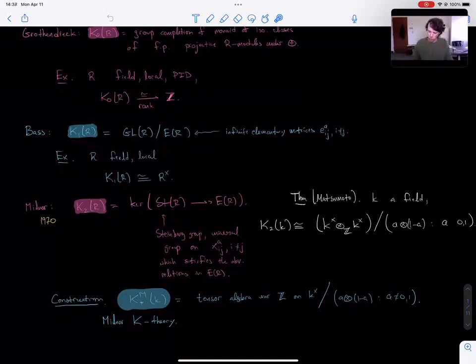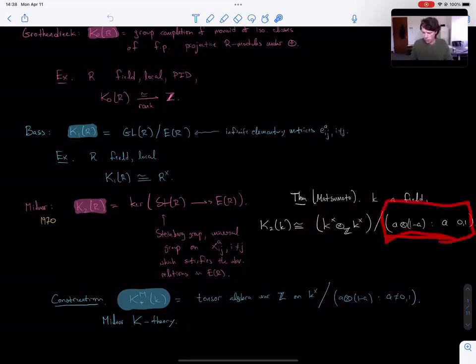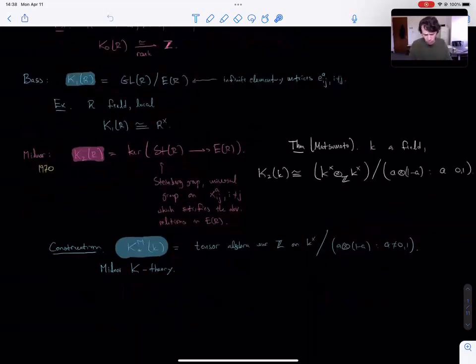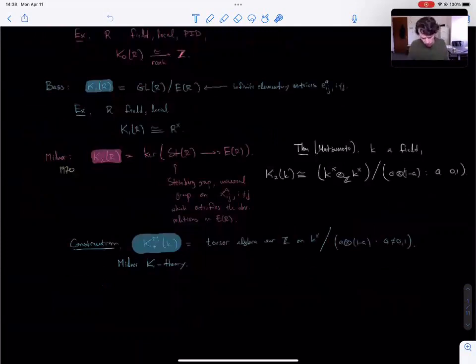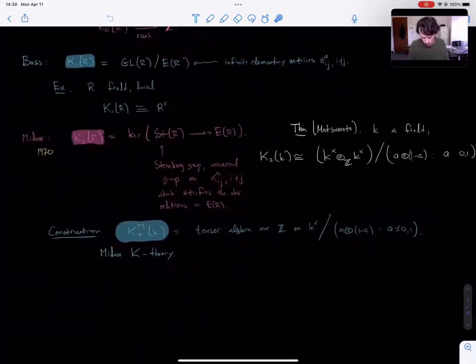So Matsumoto computes K2 of a field. It's given by the tensor product. This is the tensor product of K1 star, that means the units, so this is an abelian group. So I can take the tensor product with itself. And then I just quotient out by this relation. I set all pure symbols a tensor 1 minus a to be 0. A kind of complicated object, but you can get a sense of what's going on there.